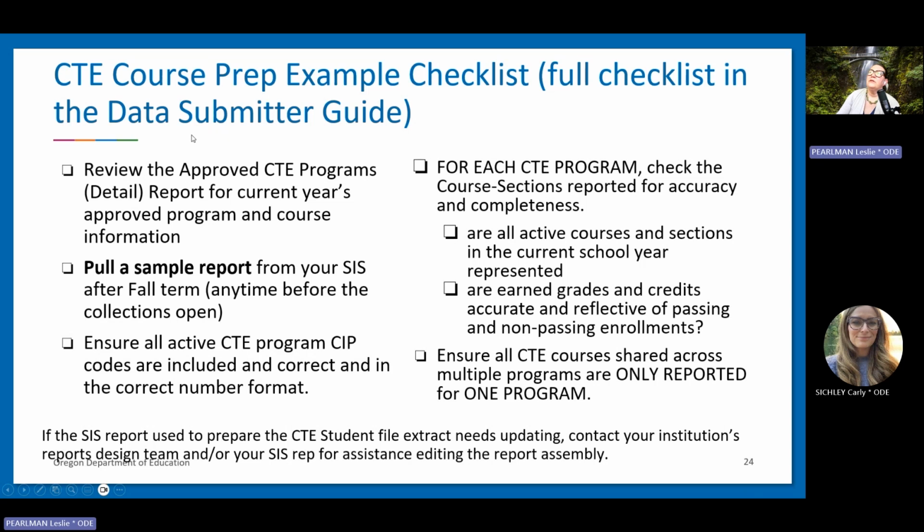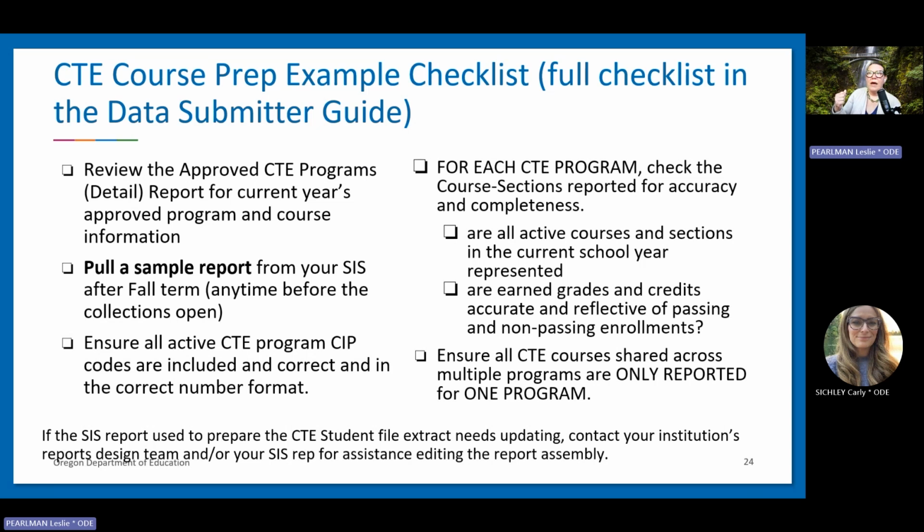And so here is a CTE course example checklist to get you all prepared for this data adventure of submitting the course data. You want to review the approved CTE programs detail report. To review your approved program and course information, you want to make sure that those codes match up with the data that are in your student information system. You can pull a report at any time. You can pull one from the fall if your grades are not quite submitted yet, to see the grades and the format, and make sure that everything's coming through and that you understand the format of the data.